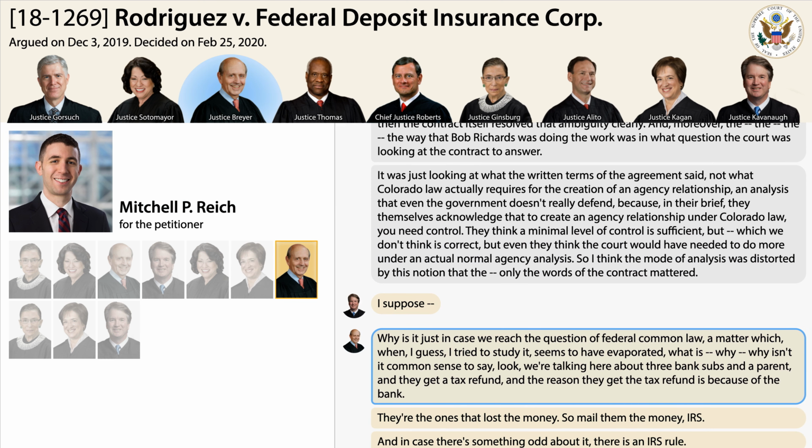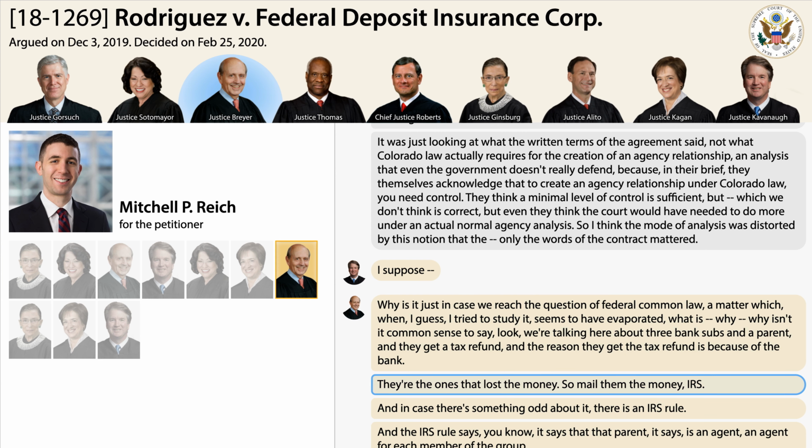Just in case we reach the question of federal common law, a matter which, when I tried to study it, seems to have evaporated, why isn't it common sense to say, look, we're talking here about three bank subs and a parent, and they get a tax refund. And the reason they get the tax refund is because of the bank. They're the ones that lost the money. So mail them the money, IRS.